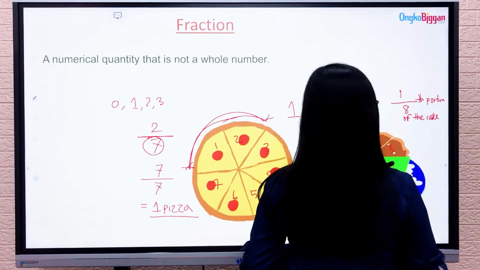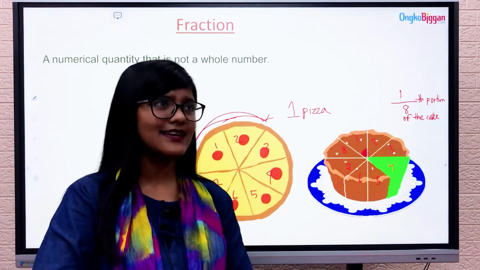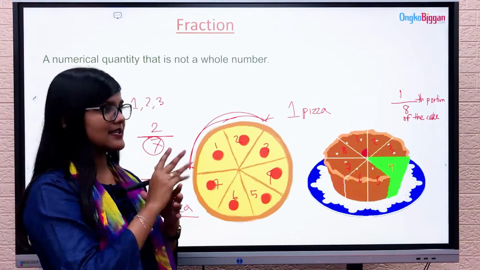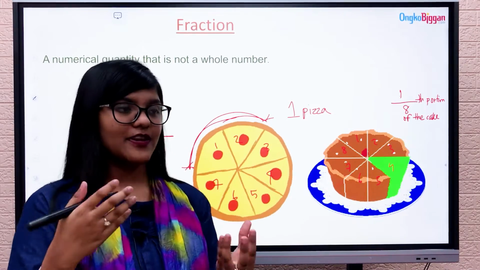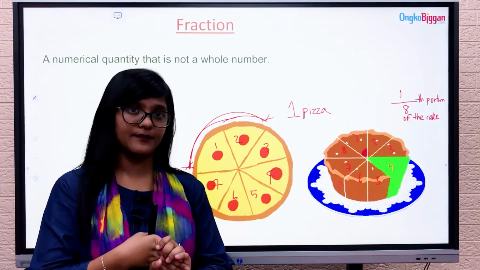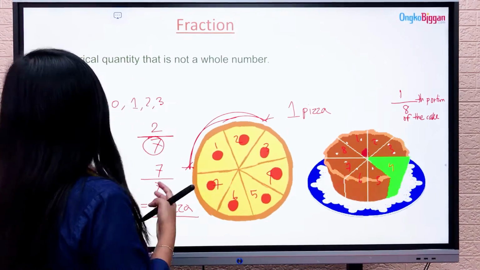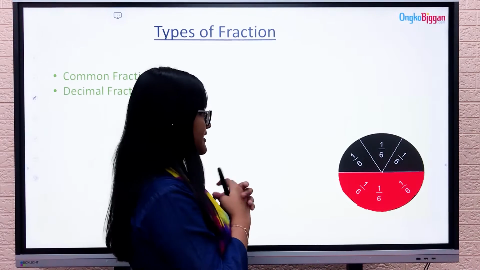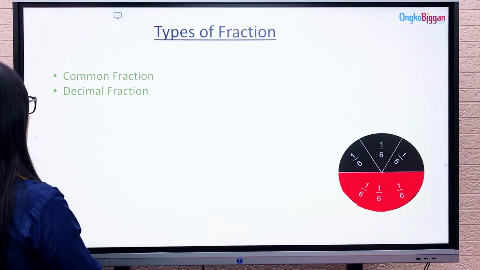So fraction is basically a part of a whole thing. It's basically used to express the things that are not whole numbers. Okay, so now we will go through the types of fractions. Fractions are of two types.